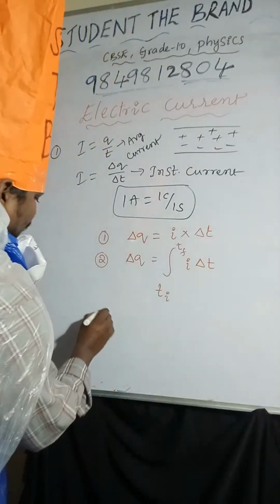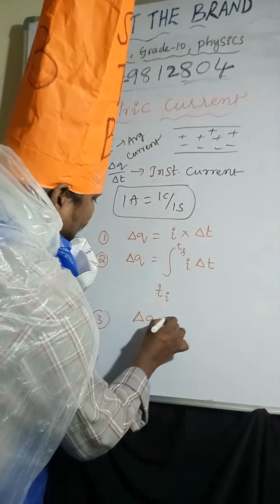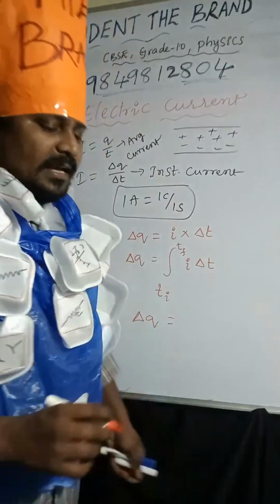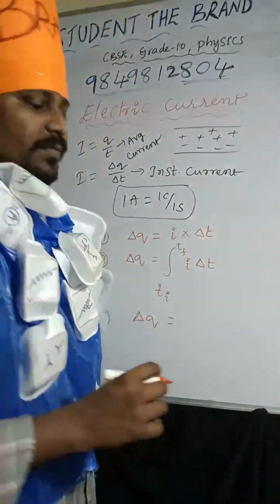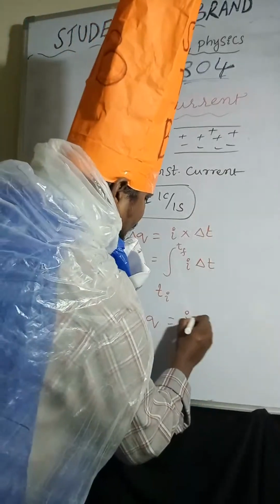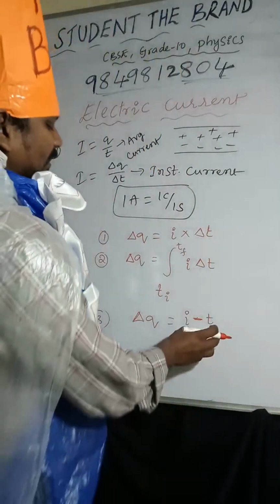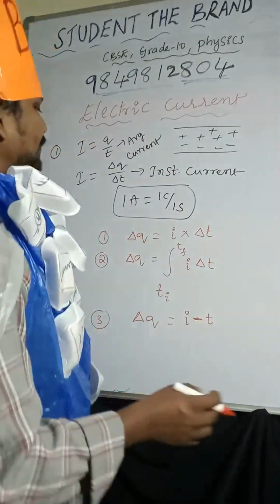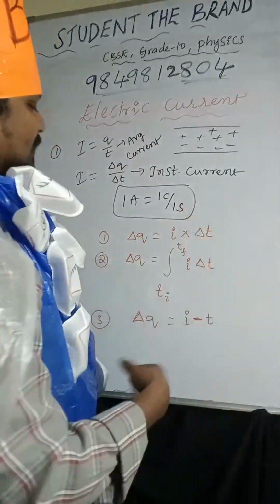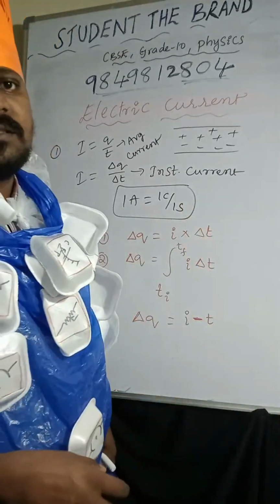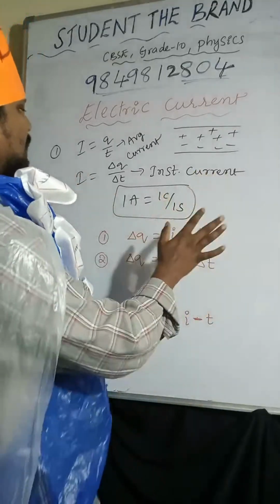And the third point is, flow of charge can be obtained by the area under the I-T graph, the area under the I-T graph. So current on y-axis, time on x-axis. Okay, so that's enough. This is about our current.